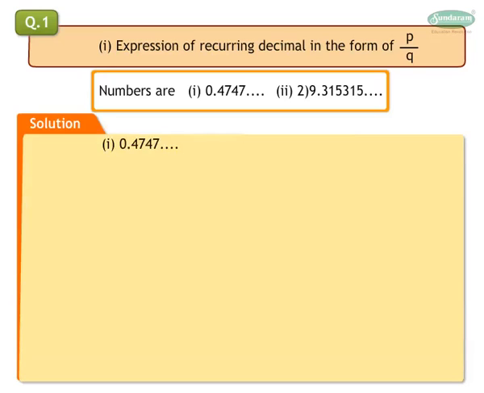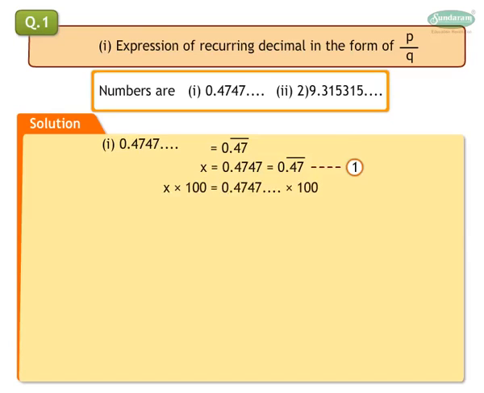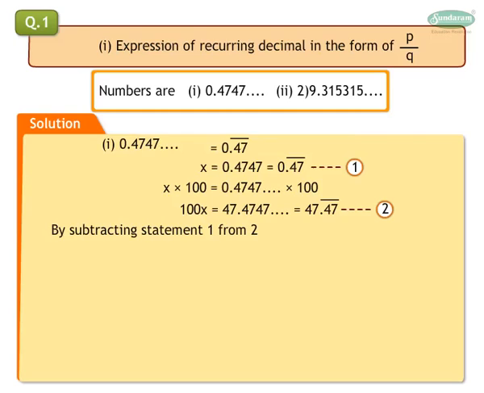Now, 0.4747 recurring can be written as 0.47 with a bar on 47, which means 47 is recurring. Now, let us consider x equal to 0.4747, that is 0.47 with a bar. Since we have two numbers recurring, we multiply both sides by 100. x into 100 is equal to 0.4747 recurring into 100. Hence, 100x is equal to 47.4747 recurring, that is 47.47 with a bar.